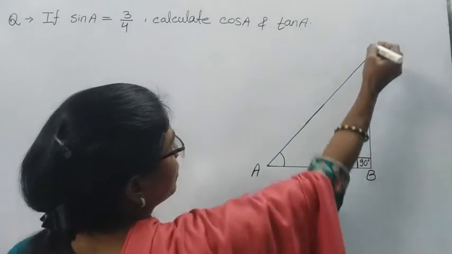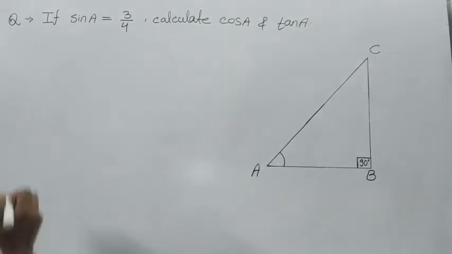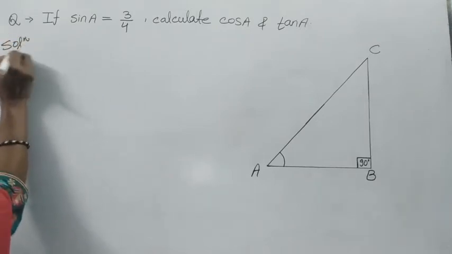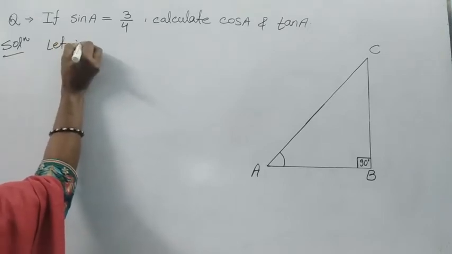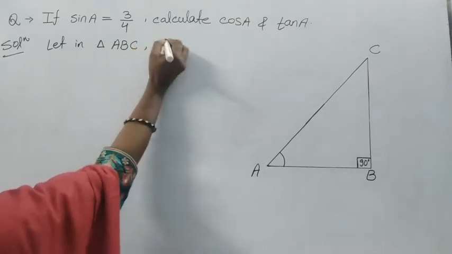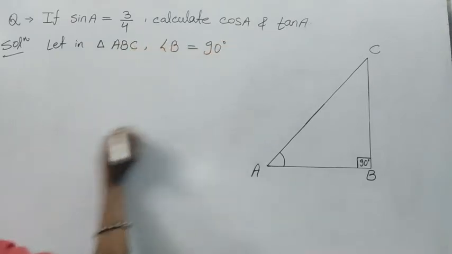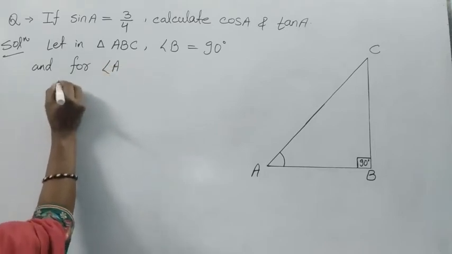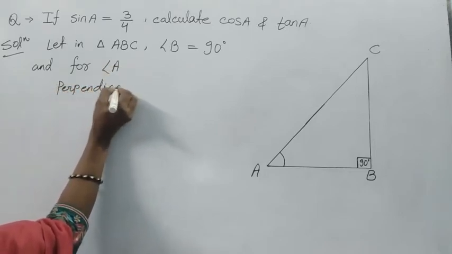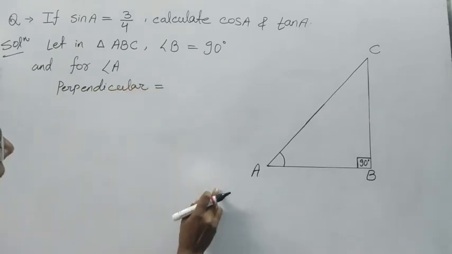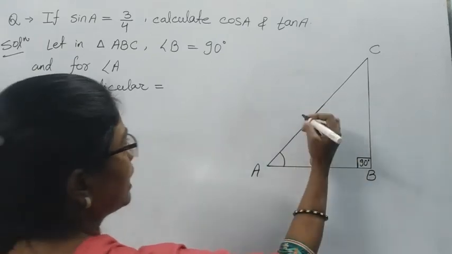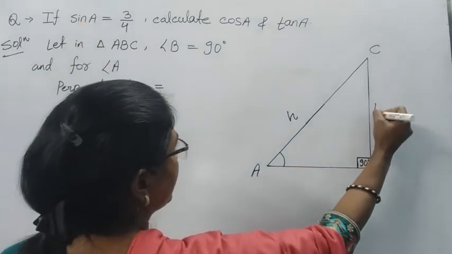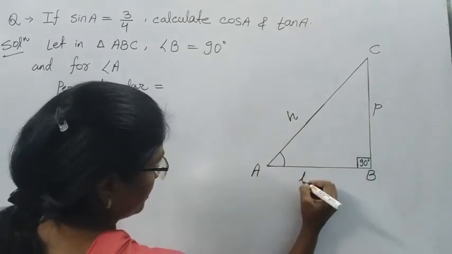and write the name of other two vertices B and C. So let in triangle ABC angle B is equal to 90 degree, and for angle A perpendicular is taken as for this angle A. Since the opposite side of 90 degree is fixed as hypotenuse, and for this angle A, the opposite side of this angle A is taken as perpendicular and the remaining third side is taken as base.